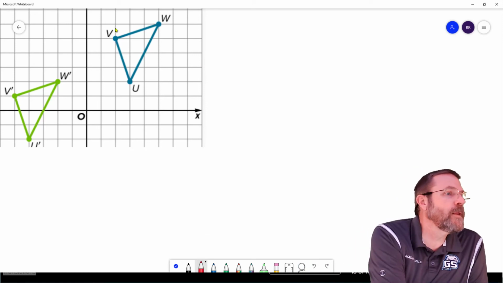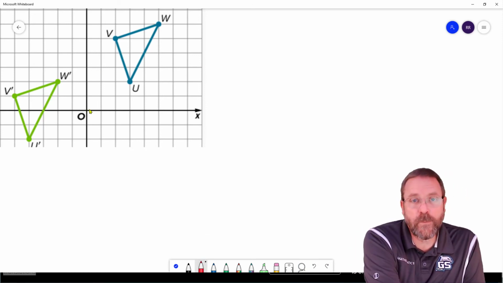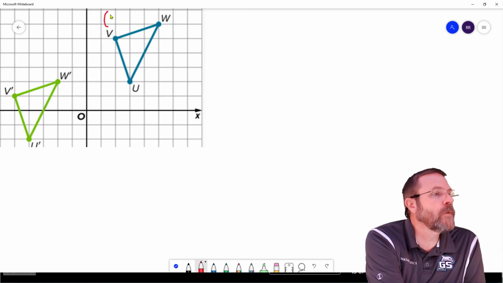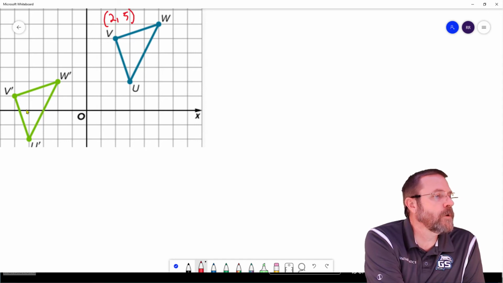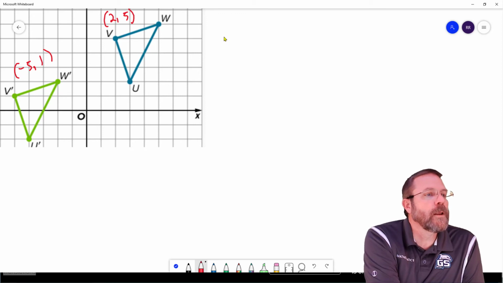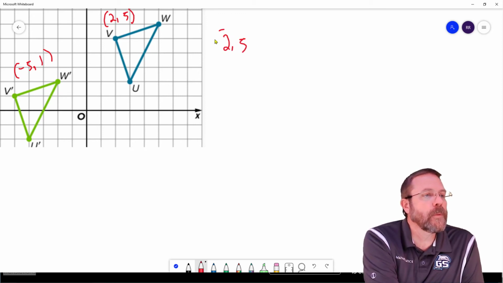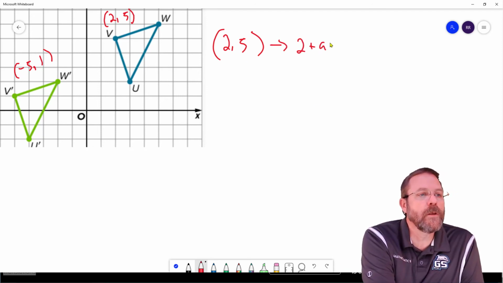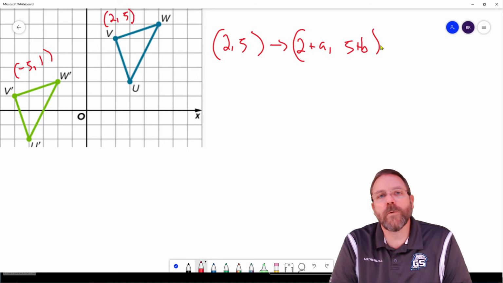So I'm going to start with V, which is located at, 1, 2, 1, 2, 3, 4, 5. So the coordinates of that are going to be the point 2, 5. Meanwhile, V prime is going to be negative 1, negative 2, negative 3, negative 4, negative 5, 1. So I have negative 5, comma 1. So that means that we're starting at point 2, 5, right? And we need to figure out, going from that, 2 plus A, comma 5 plus B. What's going to go into those values?